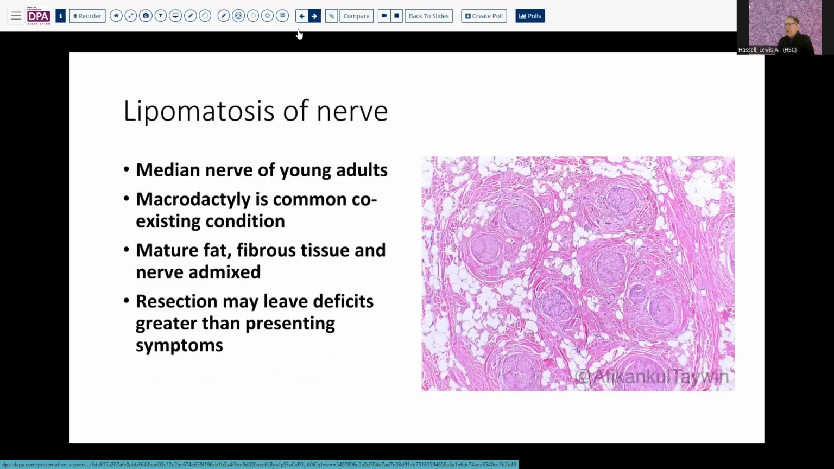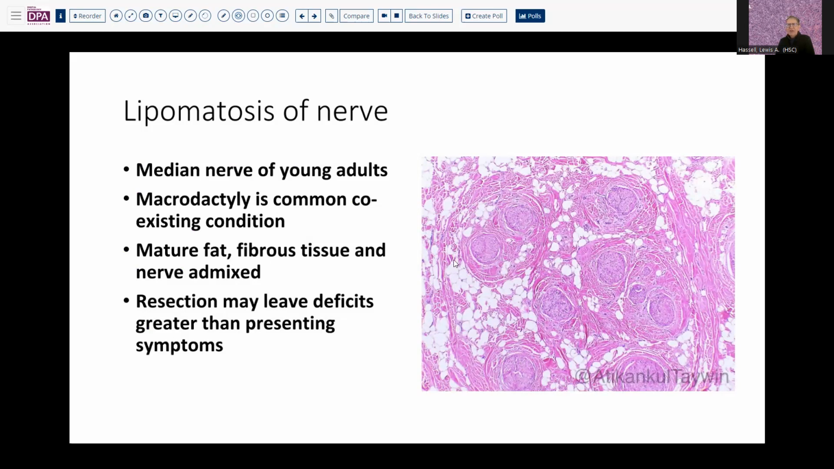Lipomatosis of nerve, likewise fairly rare and unusual to be resected, but this most typically involves the median nerve of young adults and has some association with macrodactyly. This, as you can see here, tends to be mature fat admixed with the neural sheath of the median nerve and the various branches thereof.